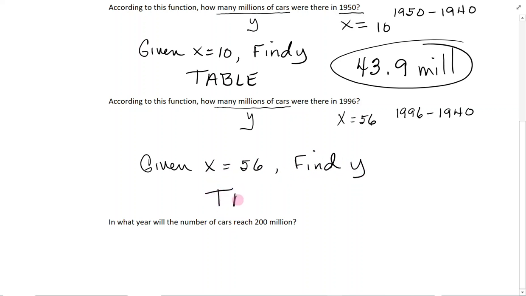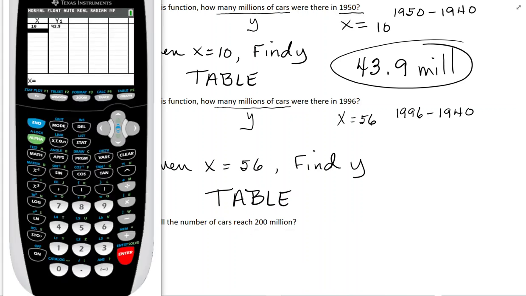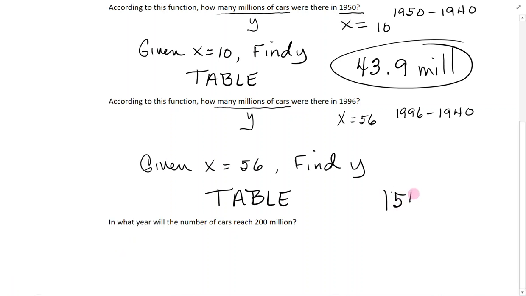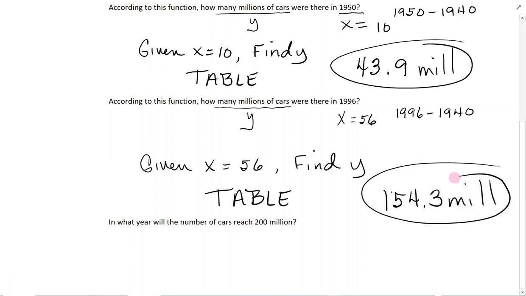This is another case of table. So I will go to my grapher. I don't have to delete anything. I can just type in 56 as my next X entry, hit enter, and it is 154.3 million. That's approximately, according to this equation, how many U.S. cars there were on the road, I guess.